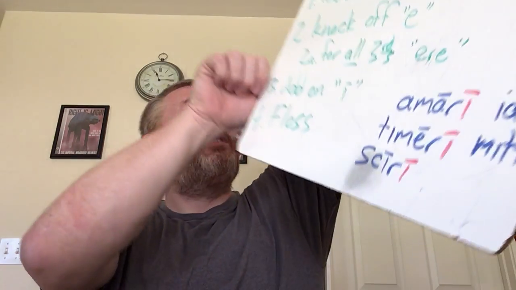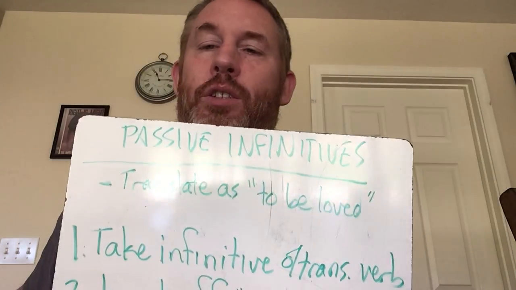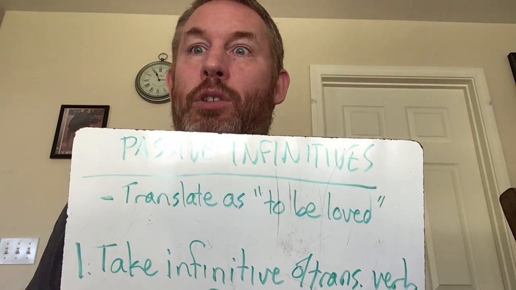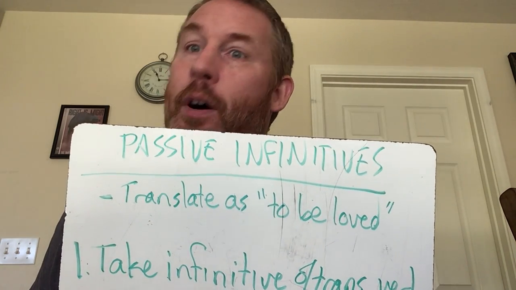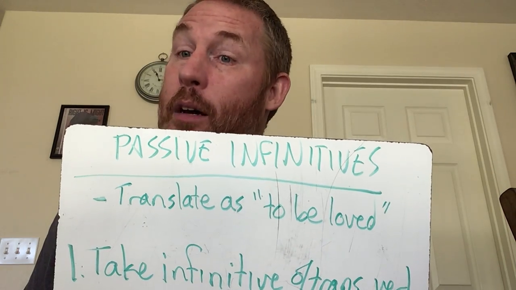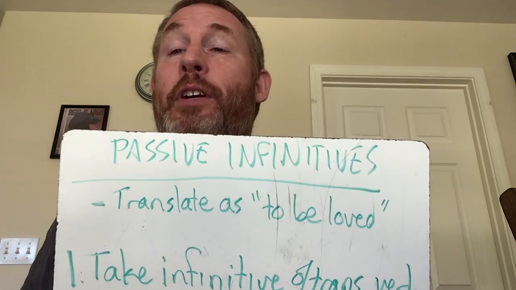So now that you're done copying down that chart, what I want to do is talk about present passive infinitives. That's specifically what we're dealing with. So here's how you do it. Passive infinitives, very simply, translate to be loved. So amare means to love. Amari would be to be loved. See how it's passive? And it's a very simple process.